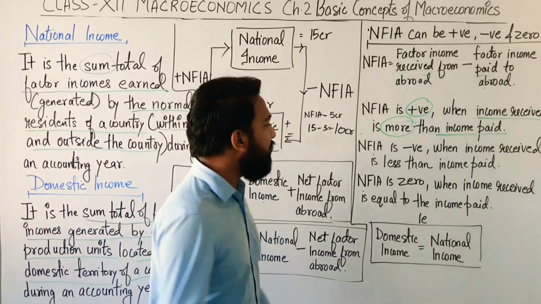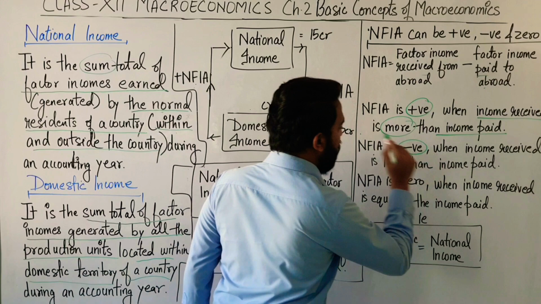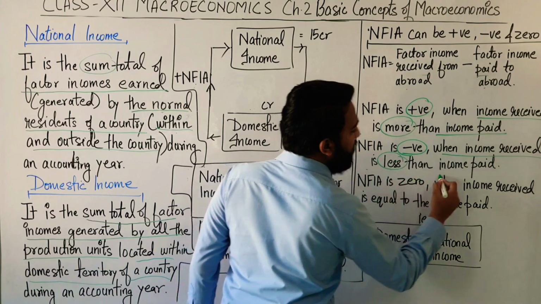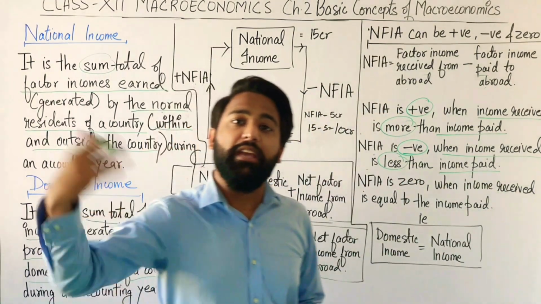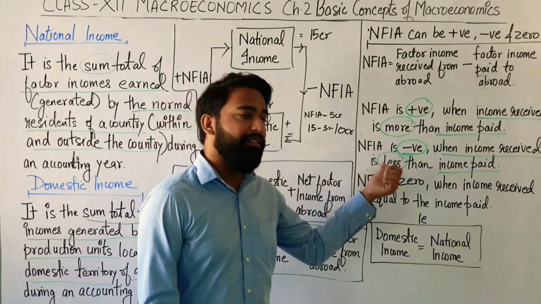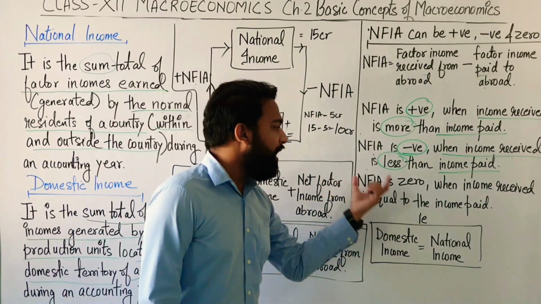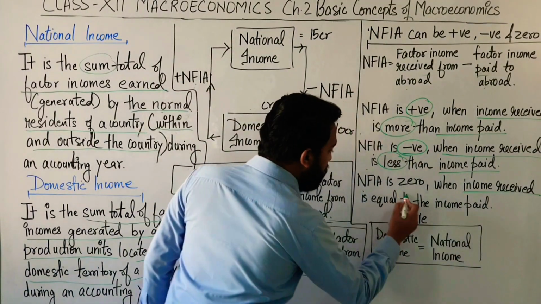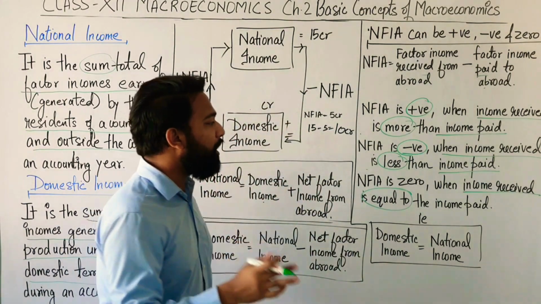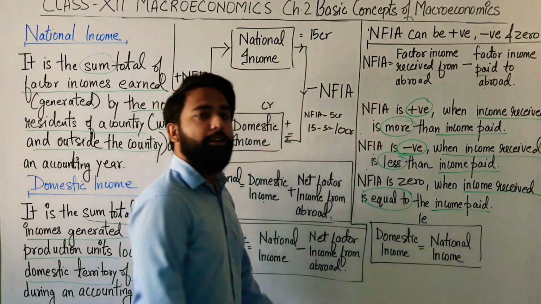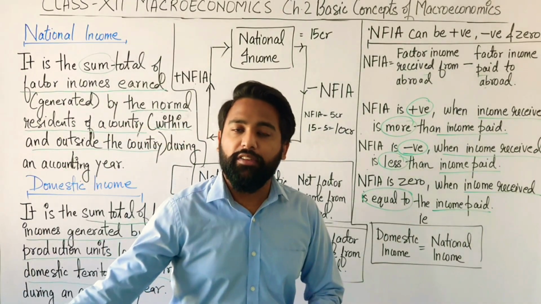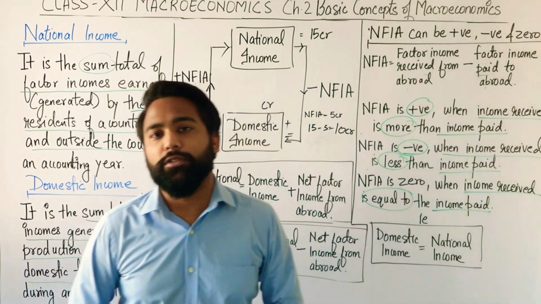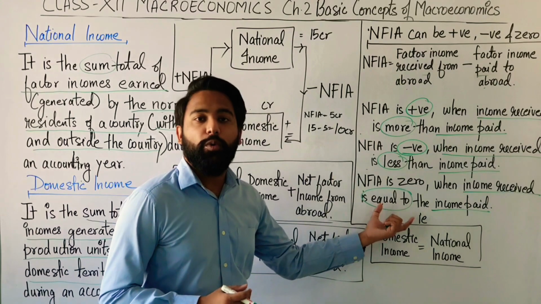And if we do the vice versa, what if NFIA is negative? How is it negative? When income received is less than income paid. If we are receiving less and paying more, then we are in a loss. Then NFIA will be negative. Now, what happens when NFIA is 0? How does NFIA become 0? When income received and income paid both become equal. Whatever we are receiving equals the payment. I am receiving 100 crore rupees from outside and I have to pay 100 crores to others also. Then it makes it 0.